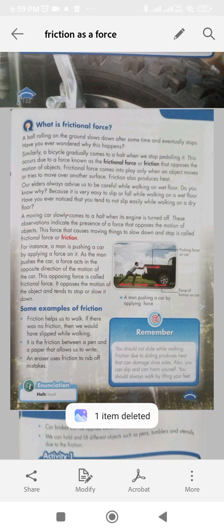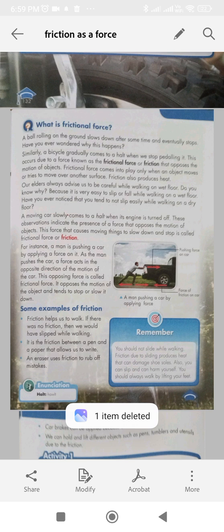What is frictional force? A ball rolling on the ground slows down after some time and eventually stops. Have you ever wondered why this happens? Similarly, a bicycle gradually comes to a halt when you stop pedaling it. This occurs due to a force known as the frictional force or friction that opposes the motion of objects. Frictional force comes into play only when an object moves or tries to move over another surface. Friction also produces heat.